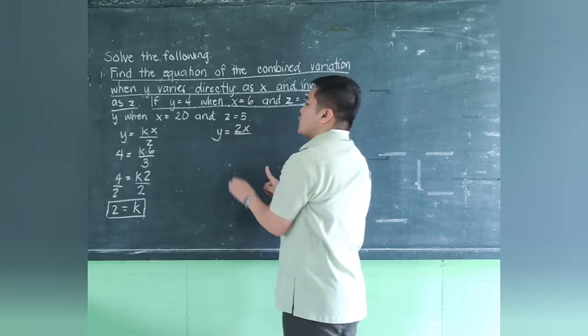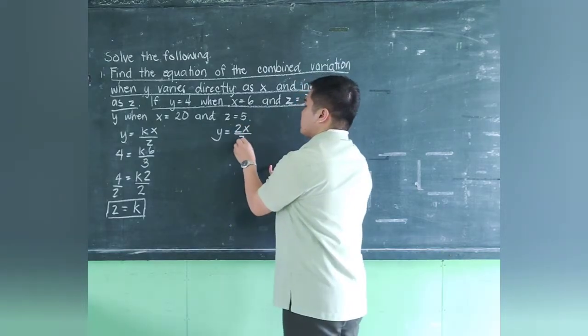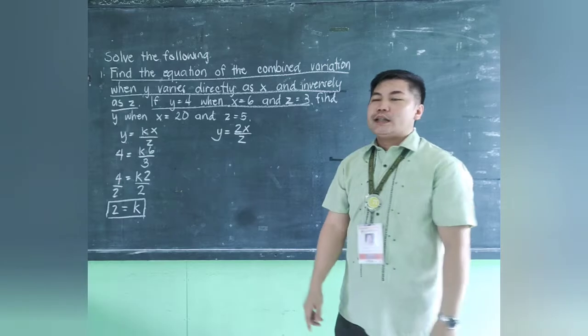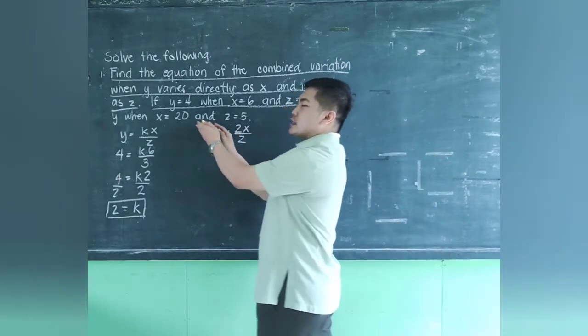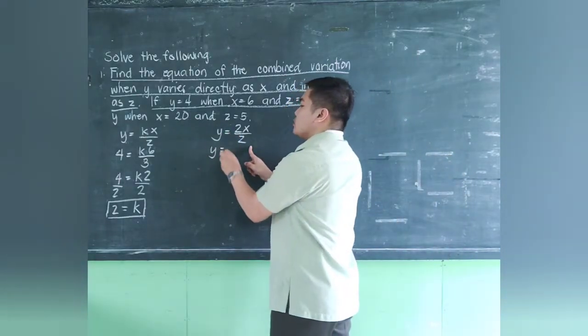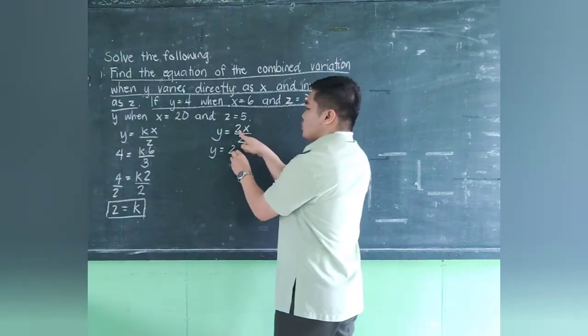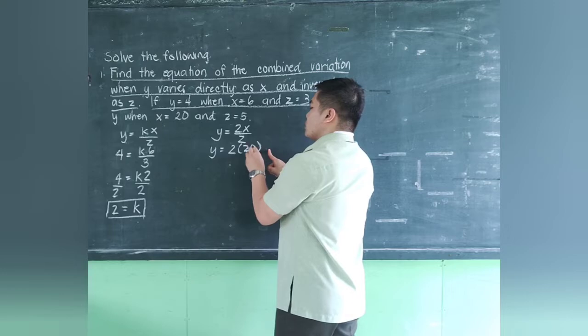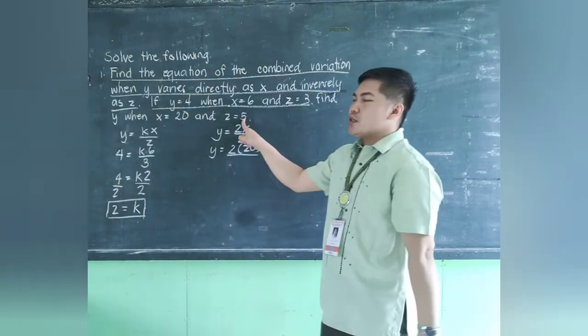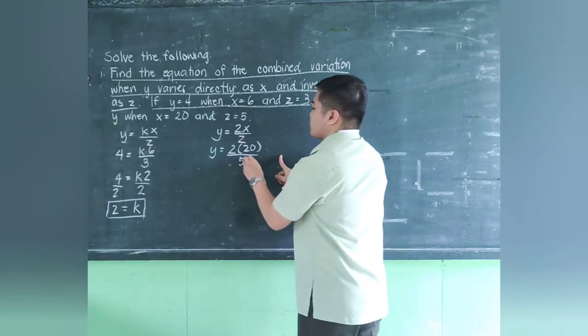2x over z. Then, substitute natin yung given natin sa last statement. So, bring down yung y. Then, yung x natin is 20. So, 2 times 20 over, which is, yung z natin, 5.